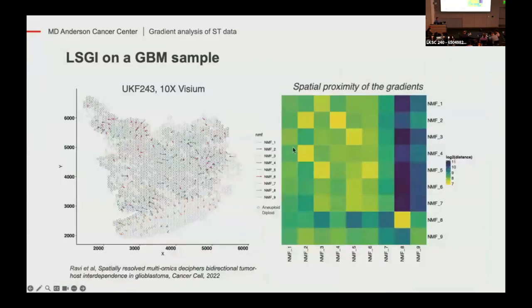So we want to use this as a proof of concept, a positive control, for spatial gradient detection. This is one example we were able to generate at an earlier phase. This is one of the GBM samples. We were able to project those NMF components into the space, and the arrow points to where the activity of this program is relatively high.